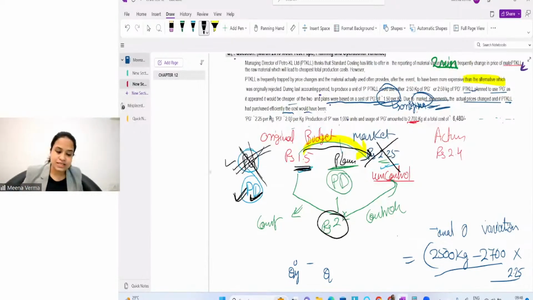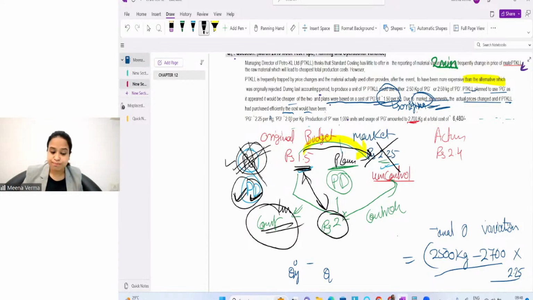So instead of this, why are you buying PG? Why PD? When you buy the PD, what will happen? The price will still rise. You can see from 1.5 to 2, the price is still rising, which is beyond control. This is uncontrolled, beyond the control of the company. But the further rise from 2 to 2.5, this rise you can control by buying other product.